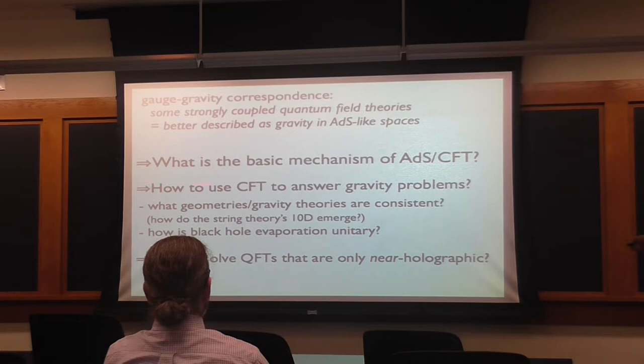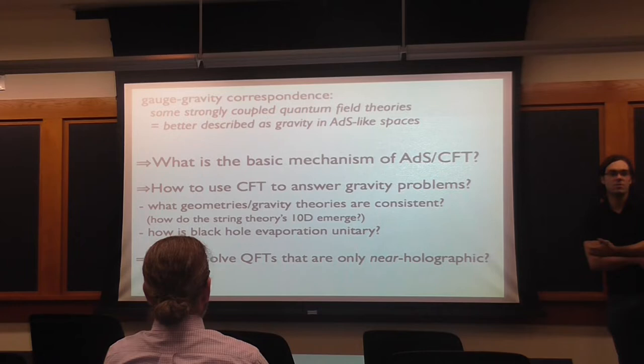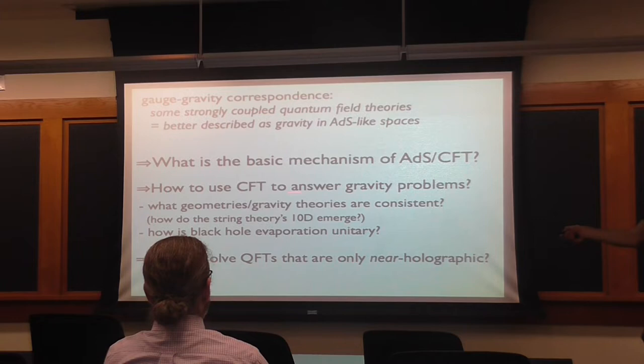I guess one of the main questions: many field theories that are strongly coupled turn out to be described as theories of gravity in the dual AdS space. So that's the content of the gauge gravity correspondence. And many years into this correspondence, we'd like to understand better what's the basic mechanism, how does it work? I give you a CFT with some properties, how do you see that this is gravity? And eventually, we'd like to really learn how to use the CFT to answer gravity problems.